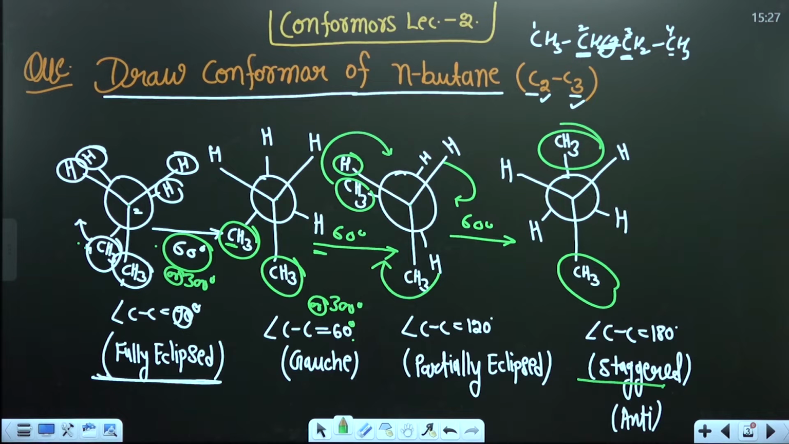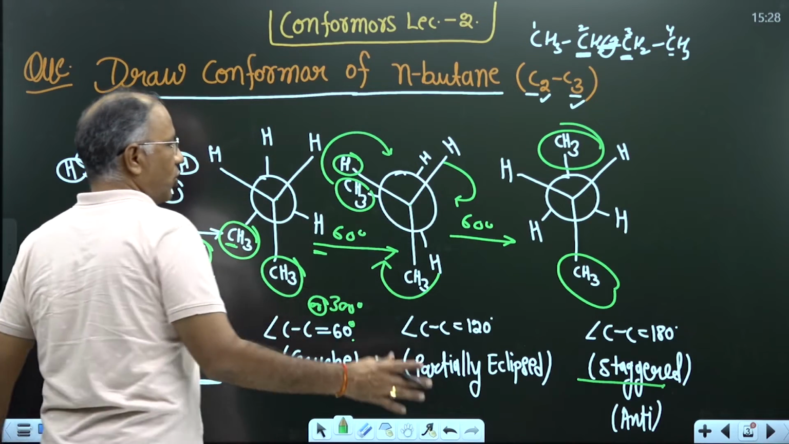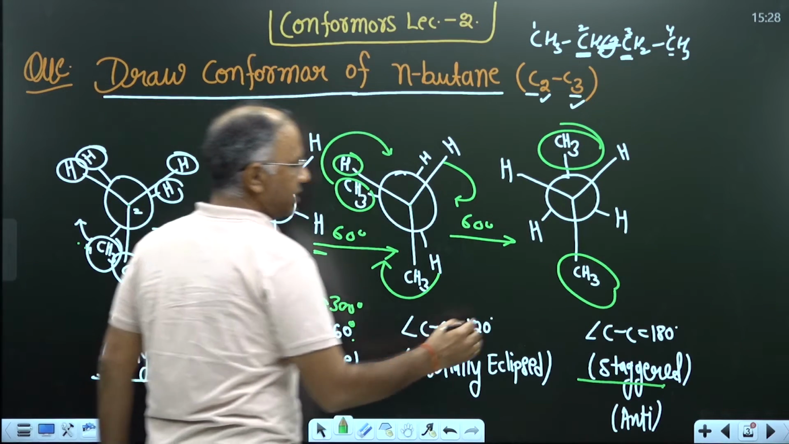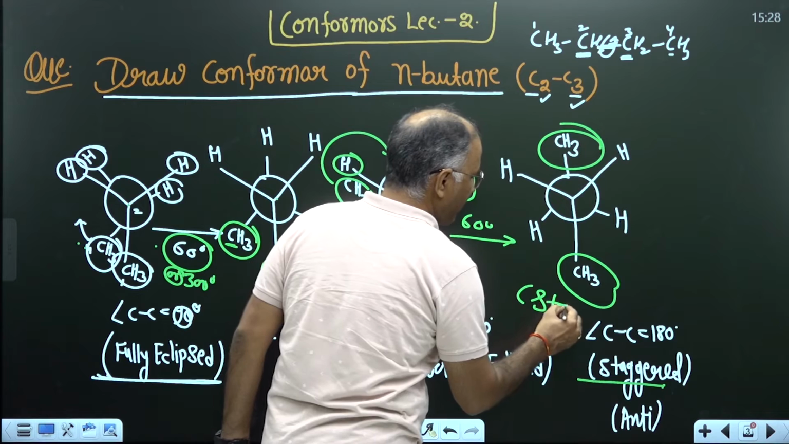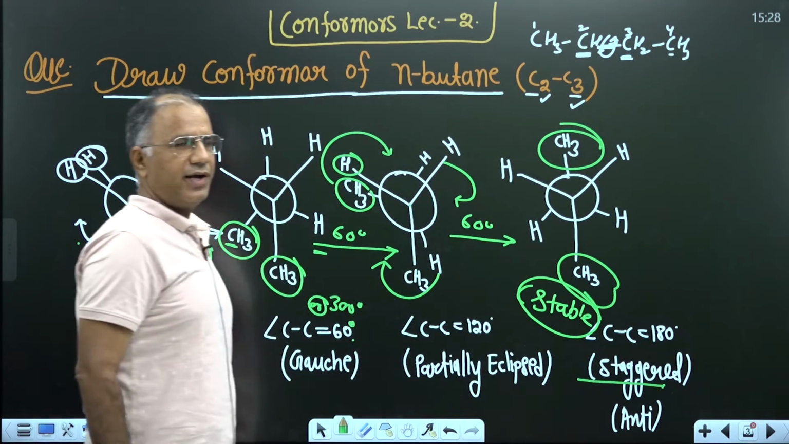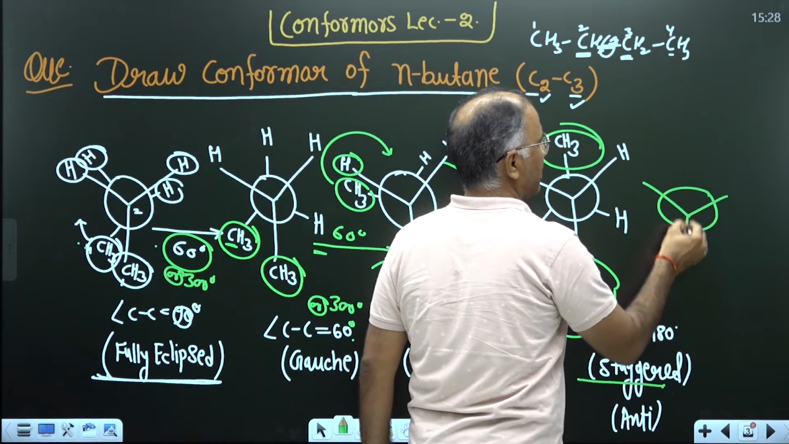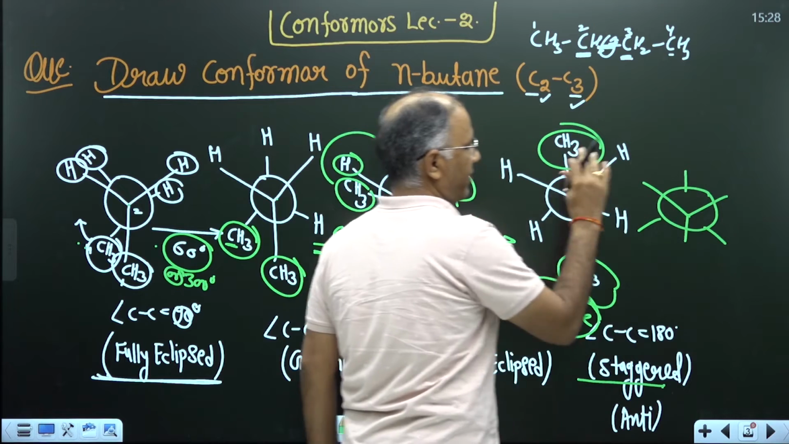Pause the video and write in your notes: fully eclipsed, gauche, partially eclipsed, staggered. Now let us compare their relative stability. Which one is the most stable? This is the most stable conformer because these bulky groups are at 180 degrees. We can say that this type of orientation is the most stable conformer.